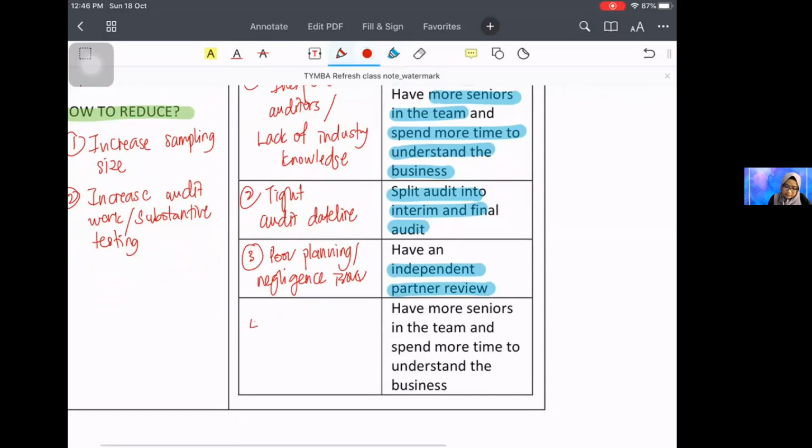And lastly, when we are talking about having new clients, it is unavoidable to have new clients in your audit firm, but as auditors, we still can control this non-sampling risk by having more seniors in the team, because they are more experienced, so they can detect material misstatements and then provide a correct opinion, and also spend more time to understand the business.